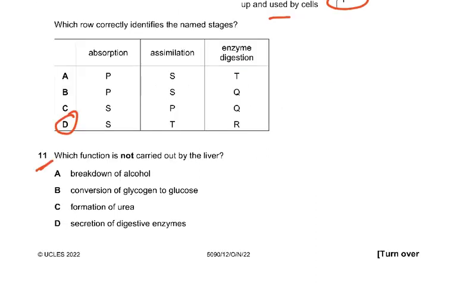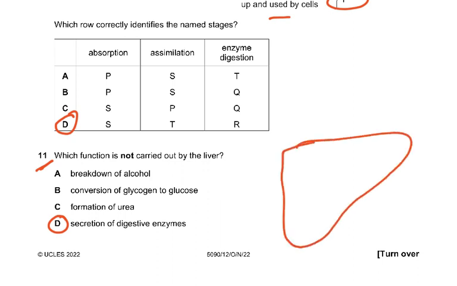Question number 11, which function is not carried out by the liver? We've done this in the other variant as well: secretion of digestive enzymes. No enzymes are produced by the liver. Please remember the liver produces bile, and bile is stored in the gallbladder. Then the bile enters the bile duct and then the duodenum, the small intestine, and bile emulsifies fats, which means it's mechanical digestion, not chemical digestion, and the liver does not produce any enzymes.